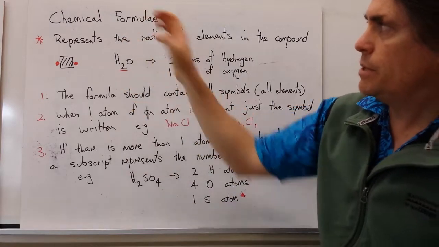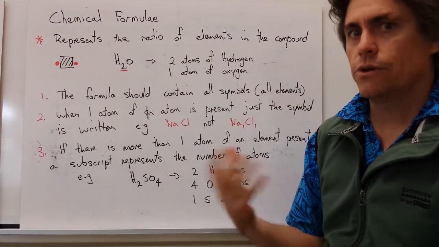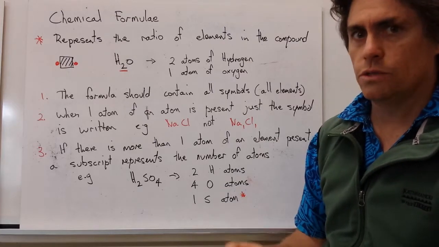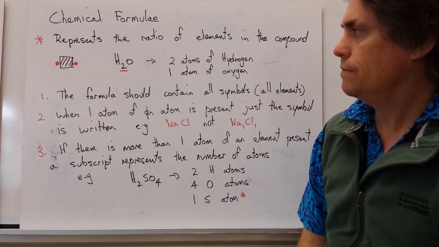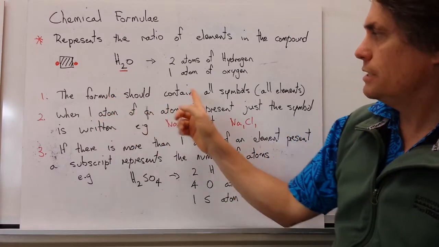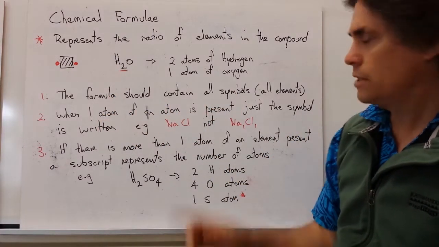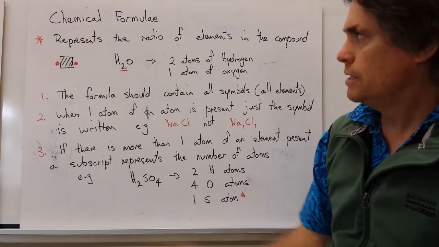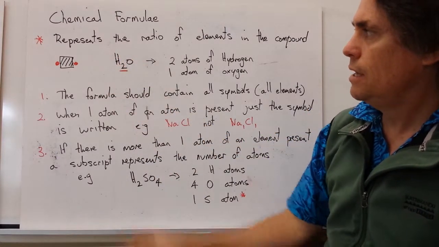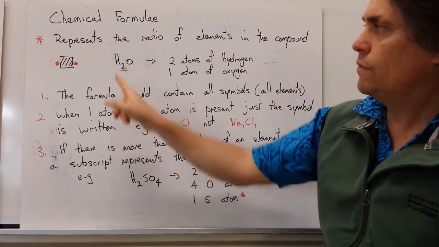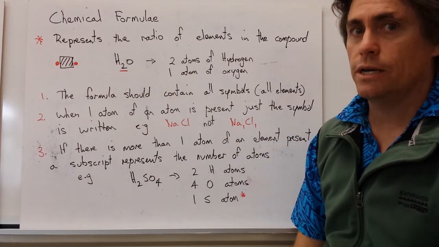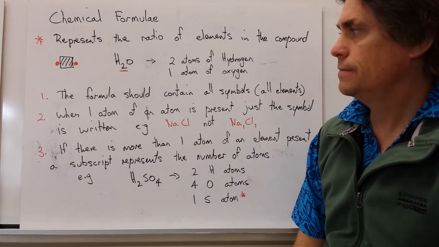Now, to get our chemical formula and to make it meaningful and transferable to someone that might be reading it, we have to set up a few rules that we need to adhere to. First of all, the formula should contain all the symbols. In other words, it should contain all the elements of that compound. So you'll notice in the previous example, we've got H2O, we've got hydrogen and oxygen. They are the only two elements that make up water, so they must be represented.